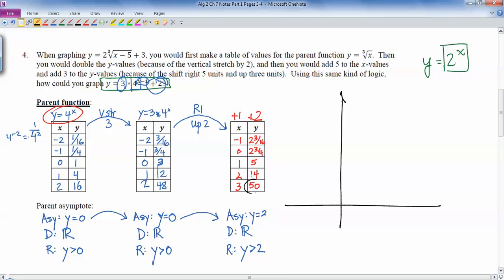And I have to go as high as 50, so I'm going to go by tens here. Let's go 10, 20, 30, 40, 50. And let's see, I start at -1, and I go up to 3. So 1, 2, 3.